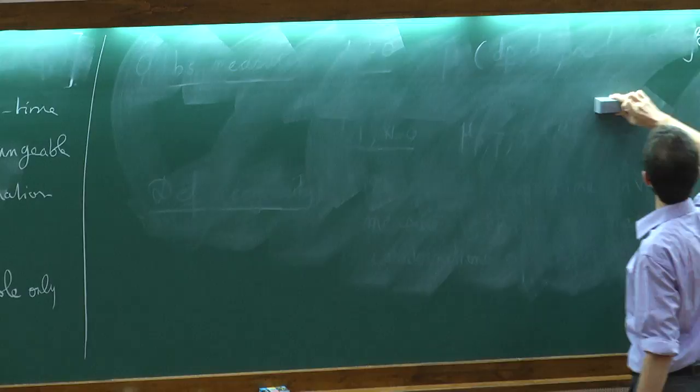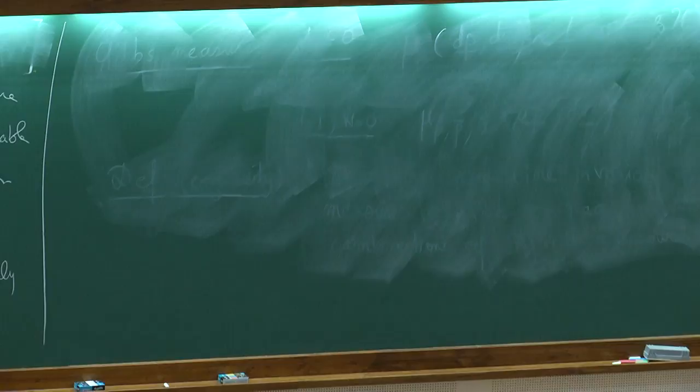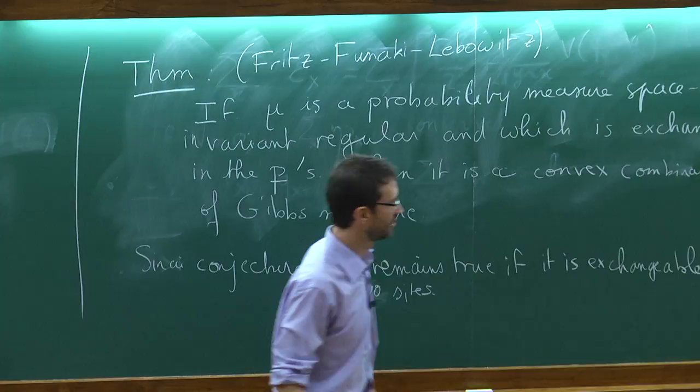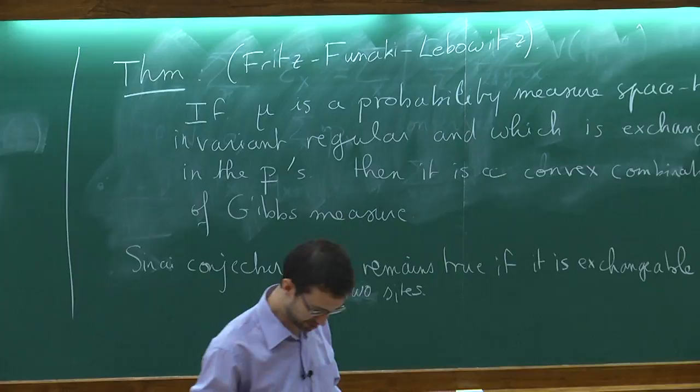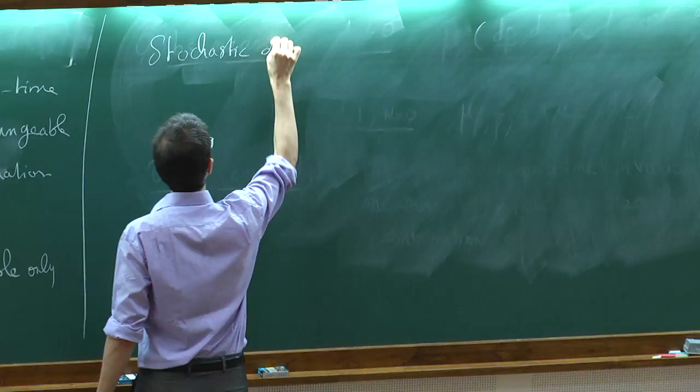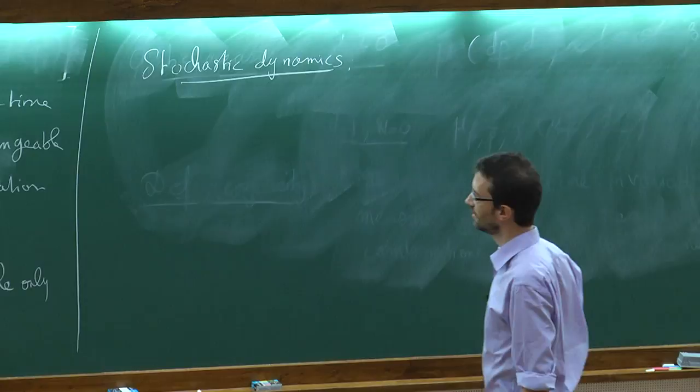And of course we cannot show it for the Hamiltonian dynamics. But with this result, the idea is then to introduce some new dynamics for which the invariant measures are always exchangeable in the p's. This motivates the introduction of the following dynamics. This is the stochastic dynamics now, which has been explained, in fact, in the talk of Stefano. It consists of the following.